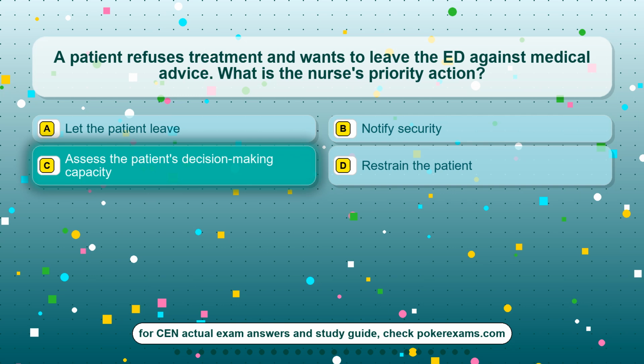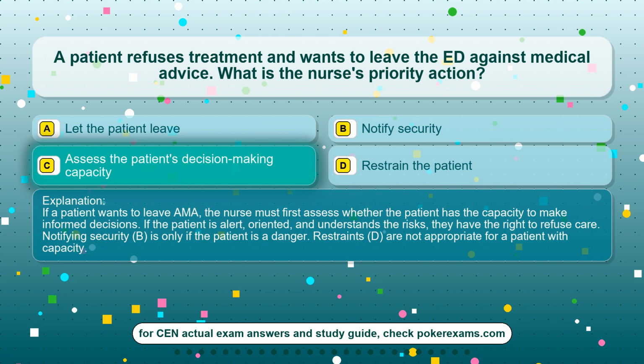The correct answer is option C, assess the patient's decision-making capacity. If a patient wants to leave AMA, the nurse must first assess whether the patient has the capacity to make informed decisions. If the patient is alert, oriented, and understands the risks, they have the right to refuse care. Notifying security, B, is only if the patient is a danger. Restraints, D, are not appropriate for a patient with capacity.